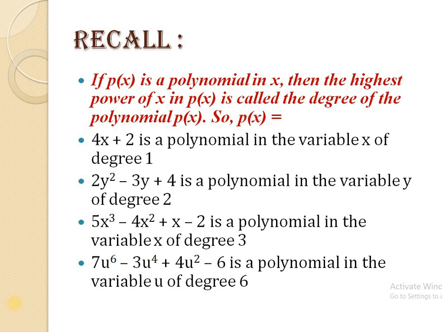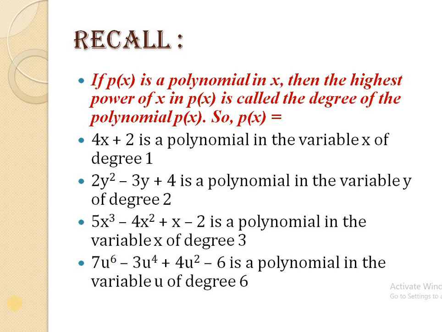Let us recall some points. If p(x) is a polynomial in x, then the highest power of x, I repeat, the highest power of x in p(x) is called the degree of the polynomial p(x). Some examples are as follows. 4x plus 2 is a polynomial in which variable is x here and the degree is 1.